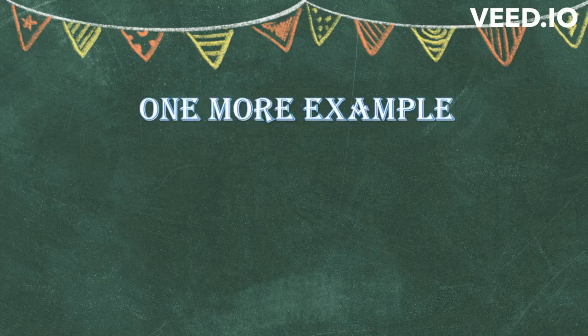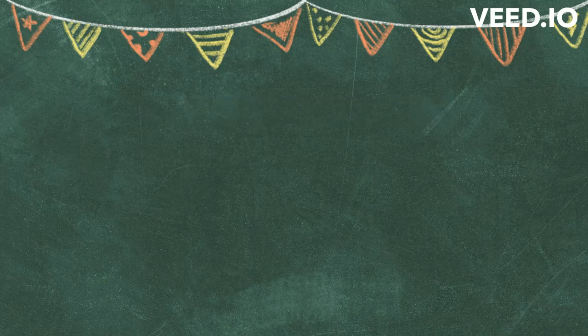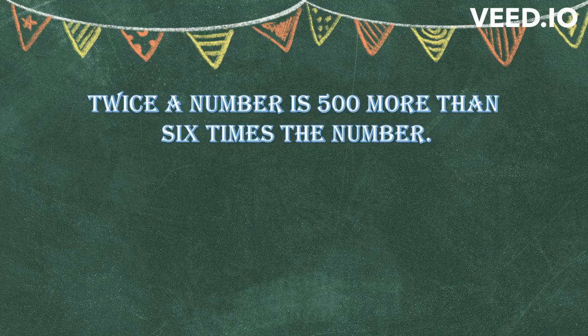Let's take one more example. Twice a number is 500 more than 6 times the number. So let's imagine a variable for this number, a. Twice the number, which means 2a. Six times the number, which means 6a, right?